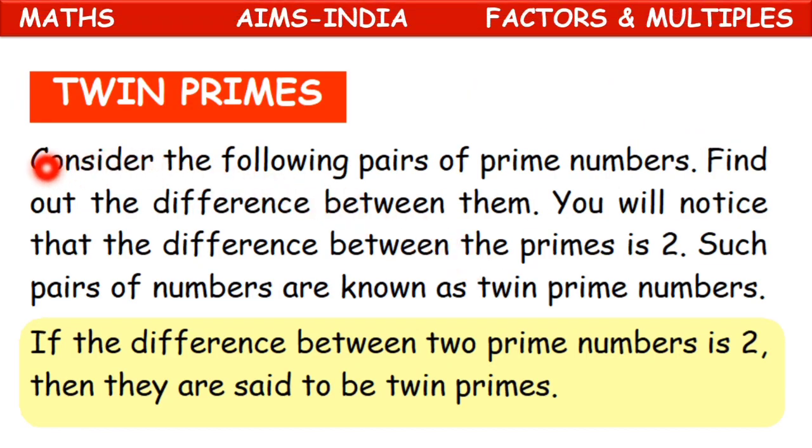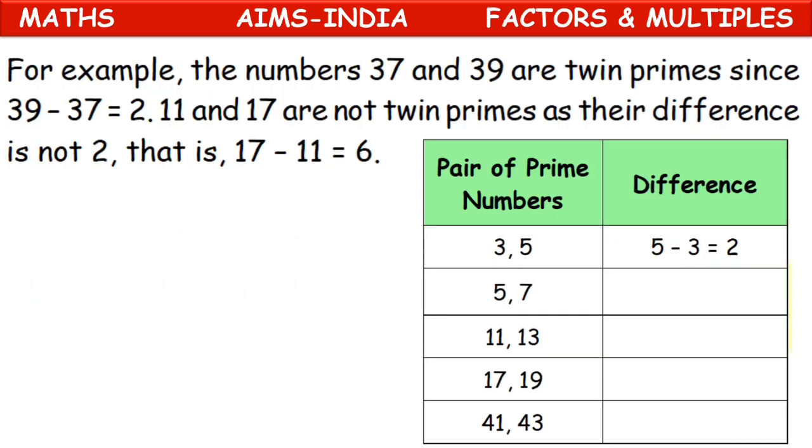Now next, moving on to twin primes. What primes, children? Twin primes. Consider the following pair of prime numbers. Find out the difference between them. You will notice that the difference between the primes is 2. Here primes means, children, the prime numbers. You will notice that the difference between the given prime numbers is 2. Such pairs of numbers are known as twin prime numbers.